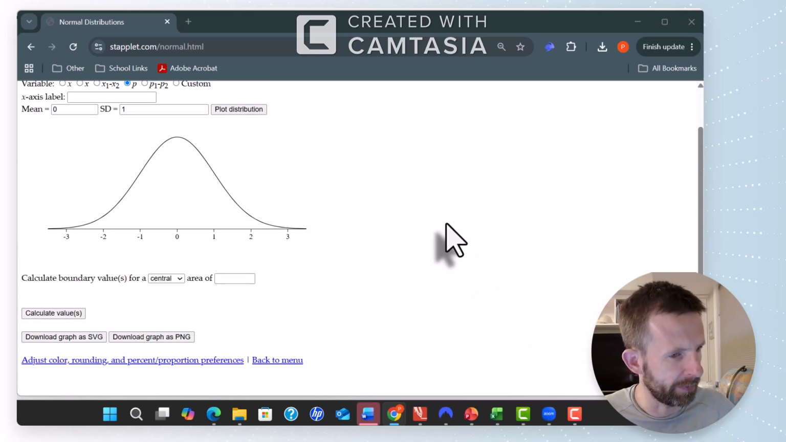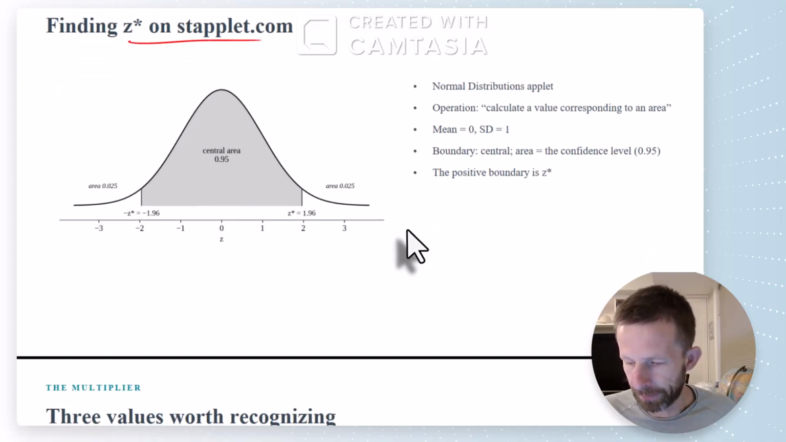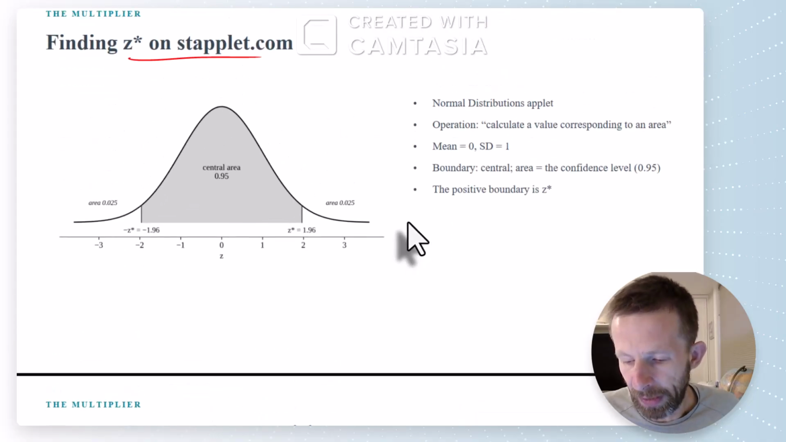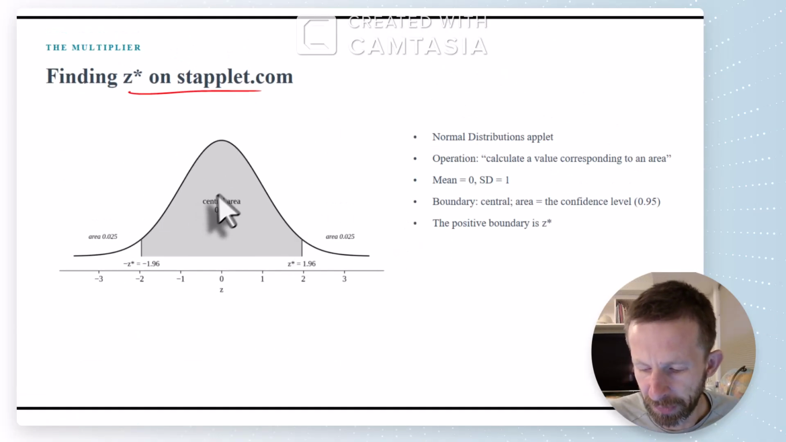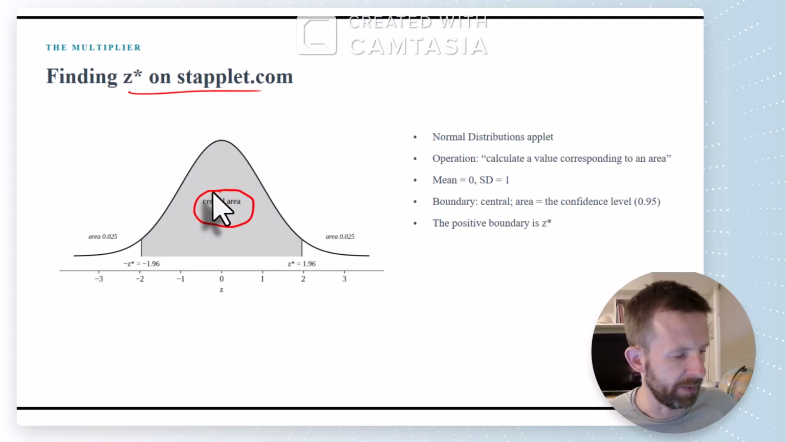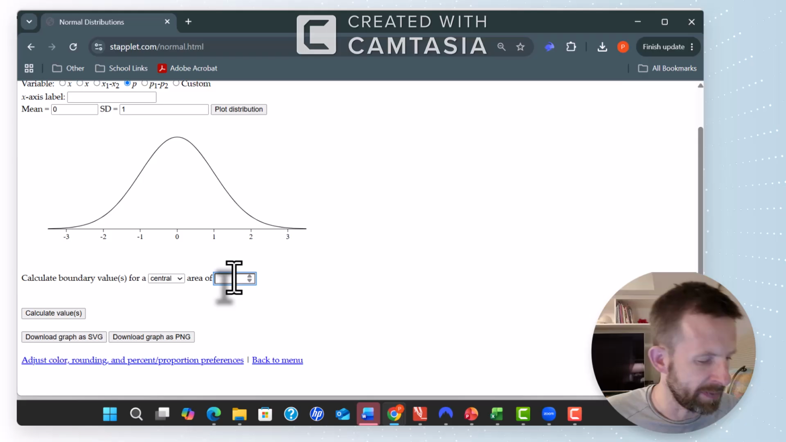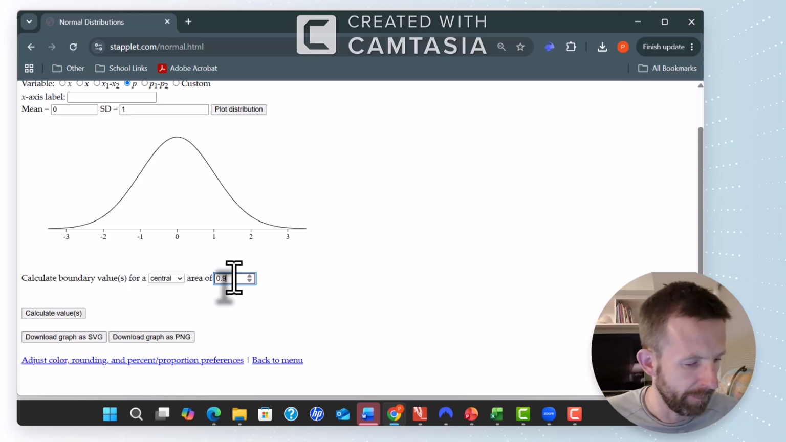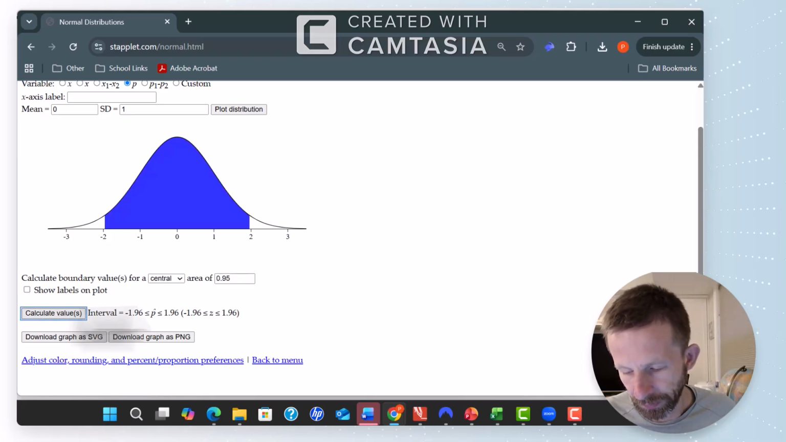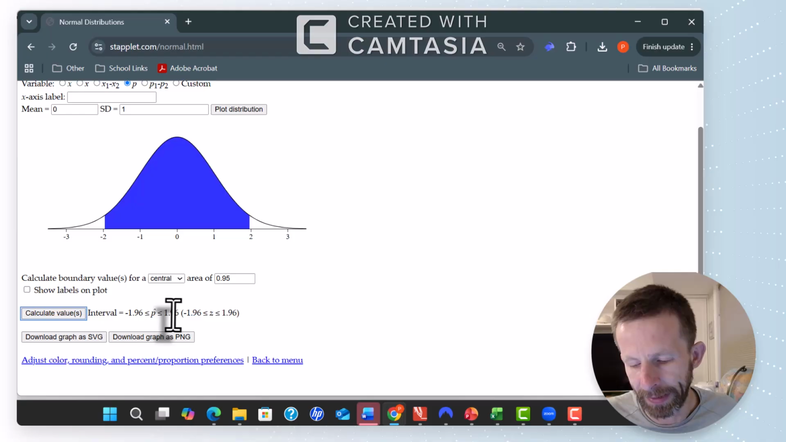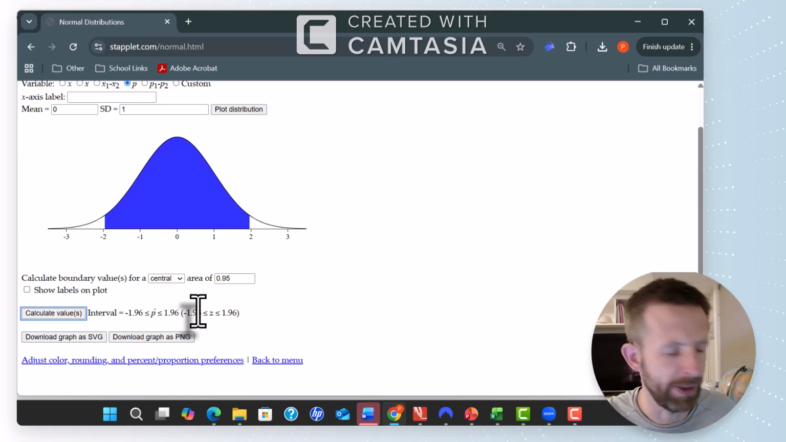So let me go back to here. If I'm looking for a 95% confidence level, I want my central area to be 0.95. And we're always going to use the right hand value. So the multiplier would be 1.96.